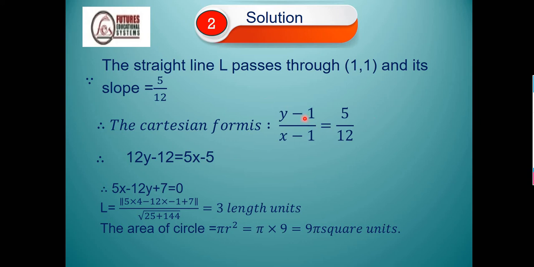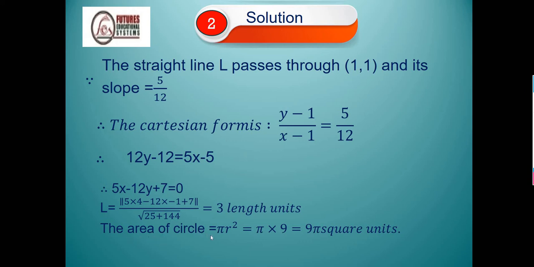We have the point, the center of the circle, and we have the Cartesian equation. Direct substitution in the length of perpendicular and calculate. The result is 3 length units. What is this 3 length units? It is the radius of the circle, the length of perpendicular from the center to the line that touches the circle.